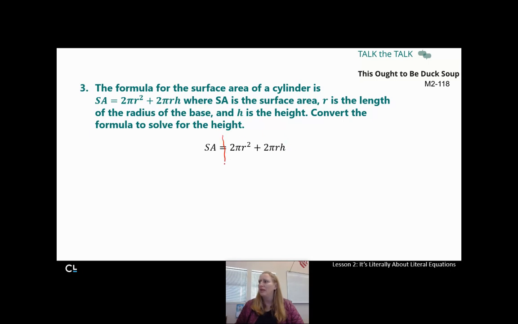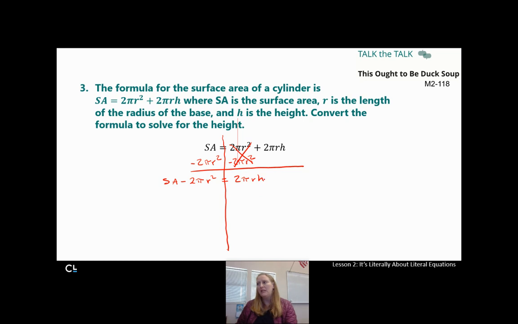I'm going to make my big old line. Let's get rid of this stuff over here. And it is being added, so I'm going to subtract 2 pi r squared. But if you do it to one side, you must do it to the other. That's what the addition property of equality says. So those cancel out. So over here I have my surface area minus 2 pi times the radius squared equals, bring this stuff down, 2 pi times the radius times the height.